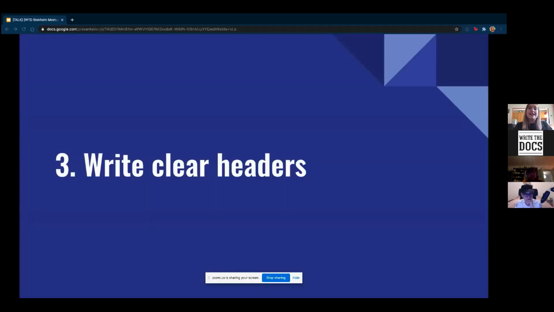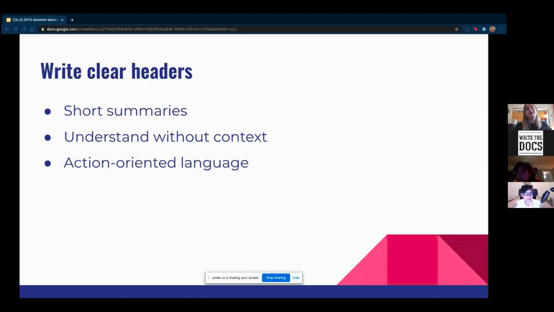Tip 3, write clear headers. Informative, unique page titles and headings throughout a document are really critical to a document's organization. And your header content should be short, high-level summaries of what readers can expect in a section. Readers should be able to understand what those headers mean without needing extra context. And those headers should be front-loaded with action-oriented language. For example, get started with this feature, or store your data on a server, with instructions that follow that make sense with those headers. Just as important as content, though, is the way your content is structured.